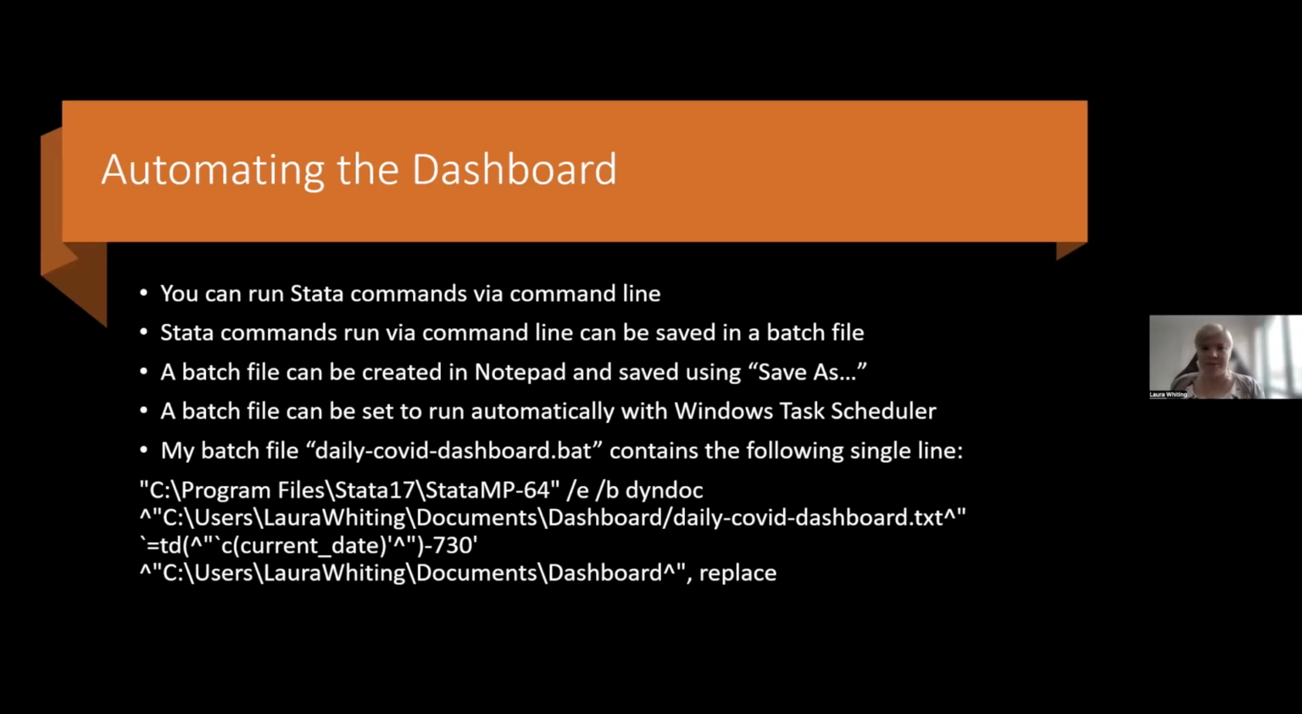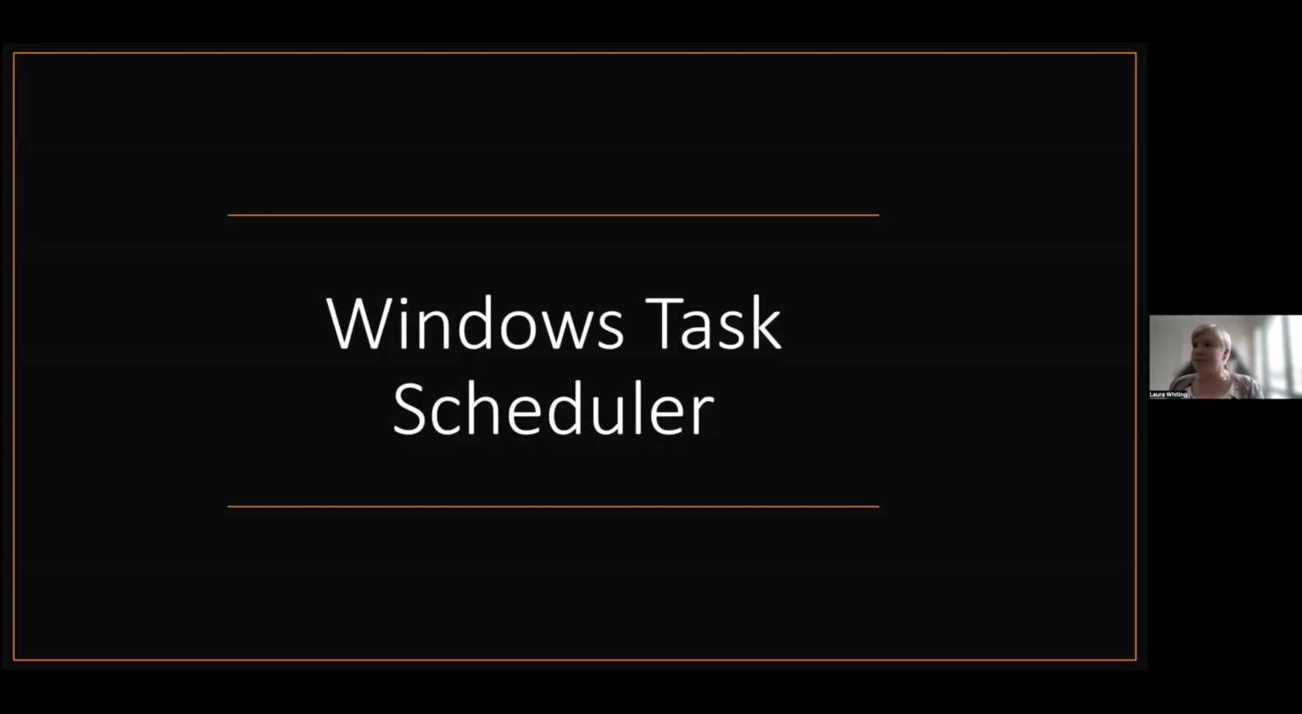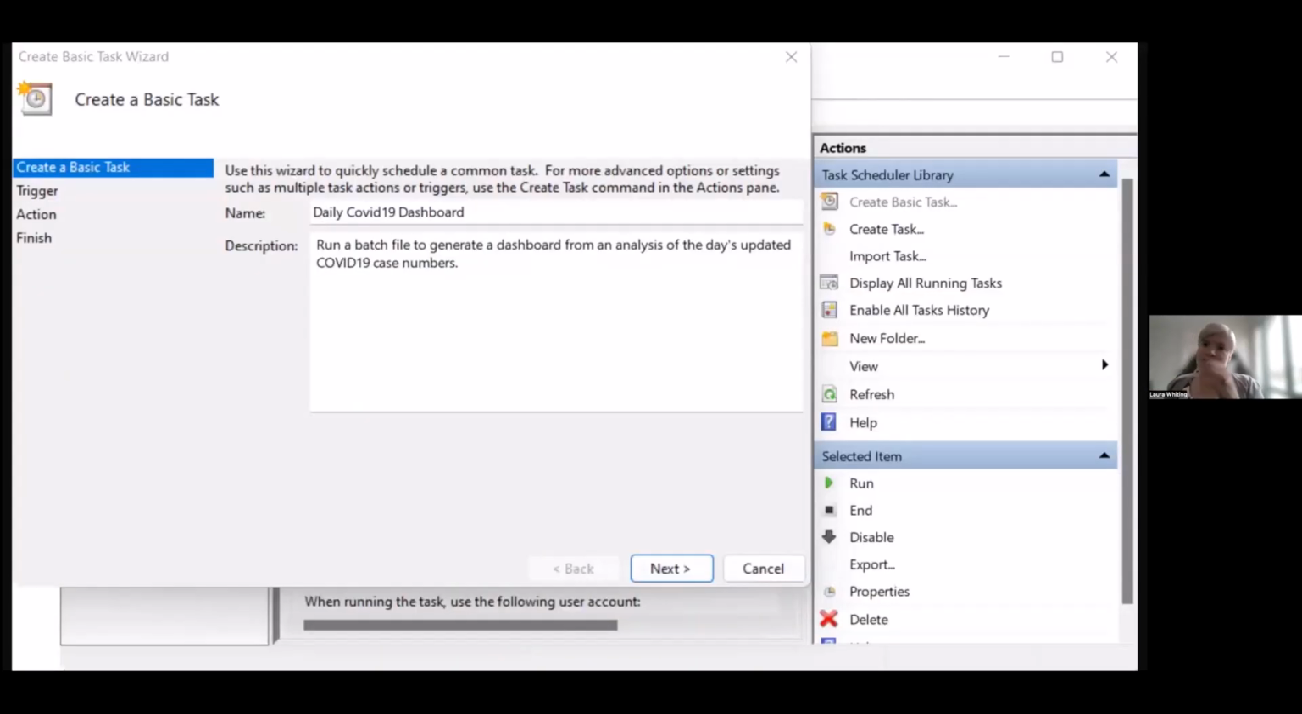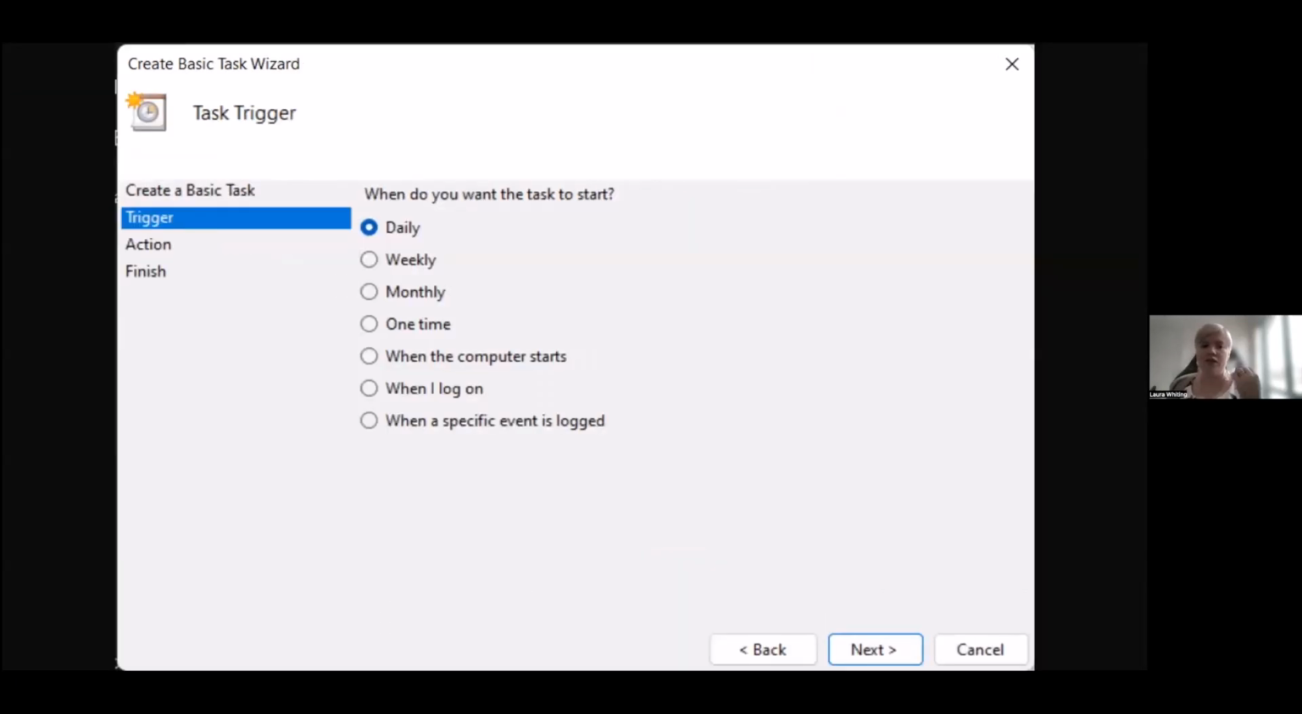So lastly, I'll just kind of go over the Windows Task Scheduler. This is what it looks like in Windows 11 if you have that. So you just create a basic task, you'll give it a name and a description. And then you set when you want it to trigger. So for mine, I wanted it to trigger daily at 12 o'clock.